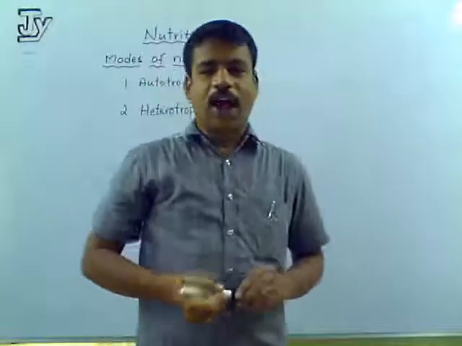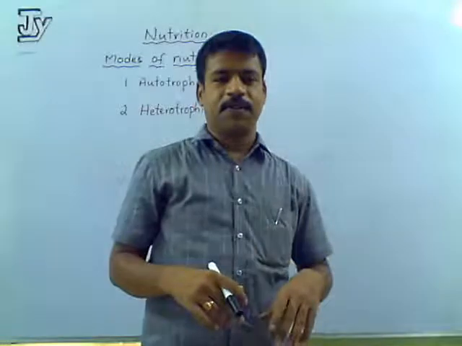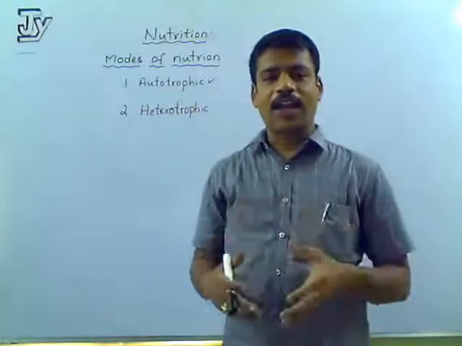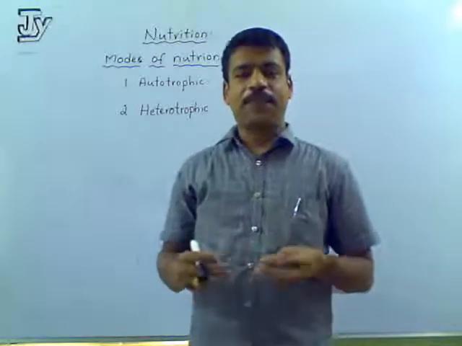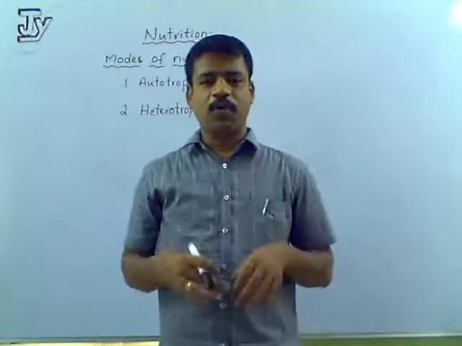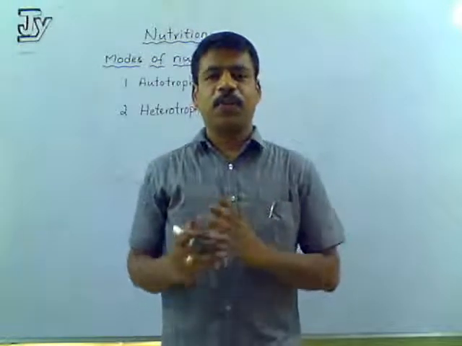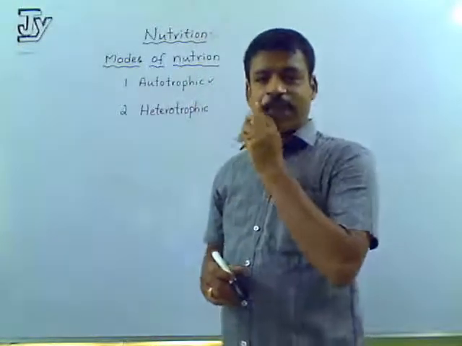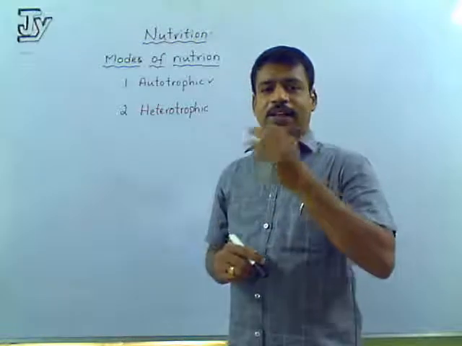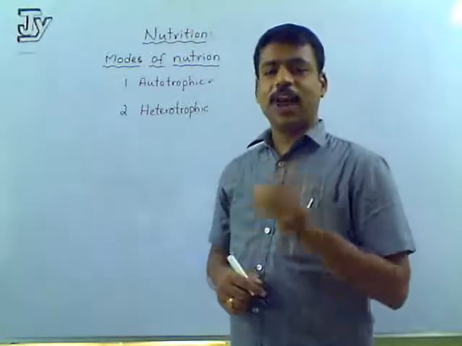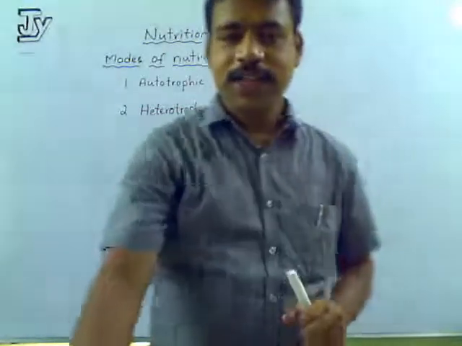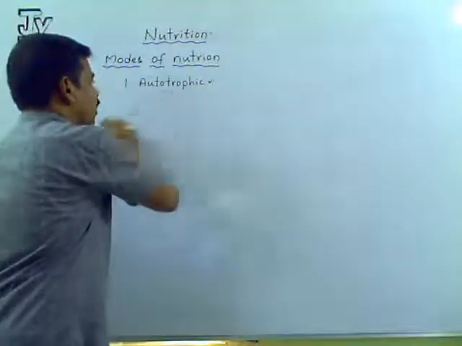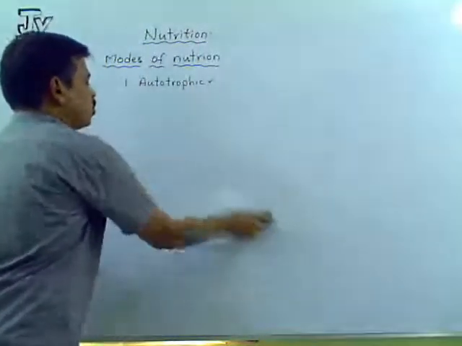Here auto means self, trophic means nutrition. So an organism that can create its own food by itself is called autotrophic nutrition. The main and major process in autotrophic nutrition is photosynthesis. Now let us discuss photosynthesis.